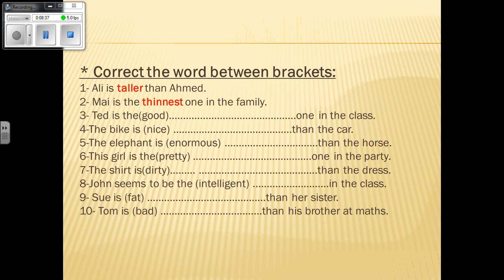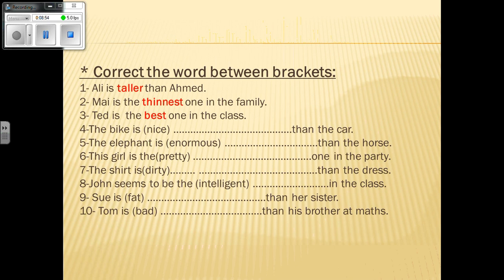Ted is the good one in the class. Here I compare Ted to a group, all of the class. So I will need the superlative adjective. Good is an irregular adjective. It will be the best one in the class. Ted is the best one in the class.